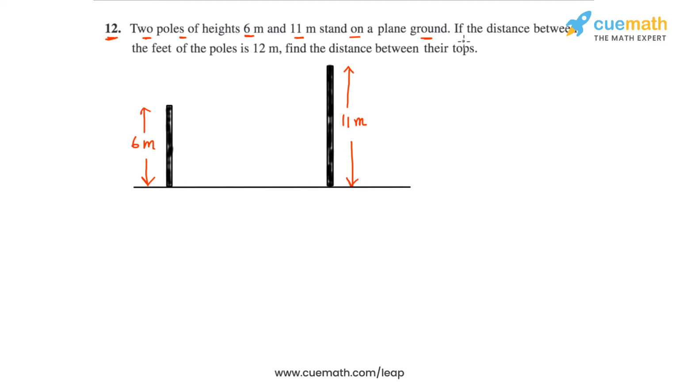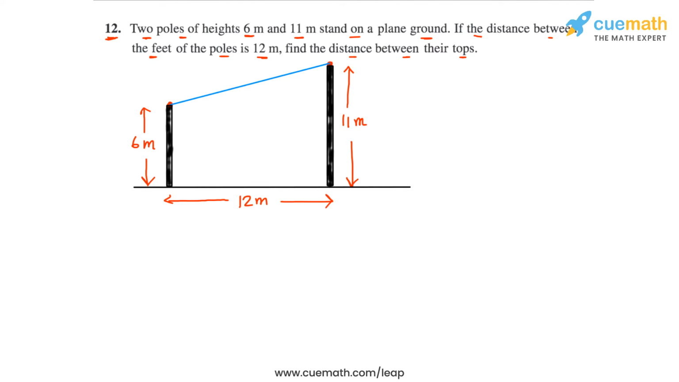Now the statement says if the distance between the feet of the poles is 12 meters, so this distance is 12 meters, find the distance between their tops. So the top of the first pole, let's take this point, and the top of the second pole. If we join them, what is the length of this segment, or what is the distance between the tops of the poles? This is what we have to find in this problem.